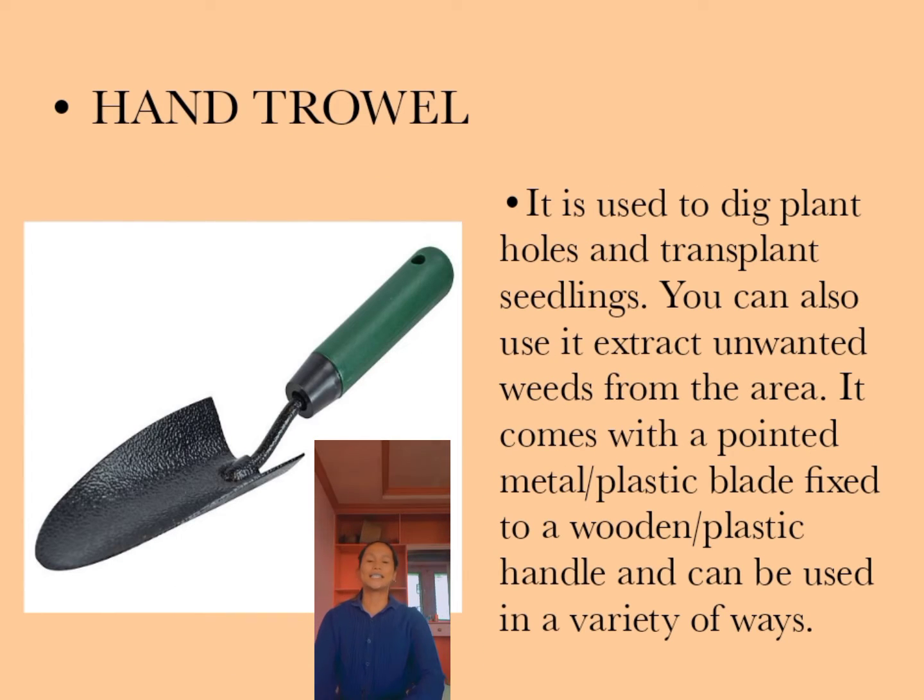So next is hand trowel. It is used to dig plant holes and transplant seedlings. You can also use it to extract unwanted weeds from the area. It comes with a pointed metal or plastic blade fixed to a wooden or plastic handle, and it can be used in a variety of ways.